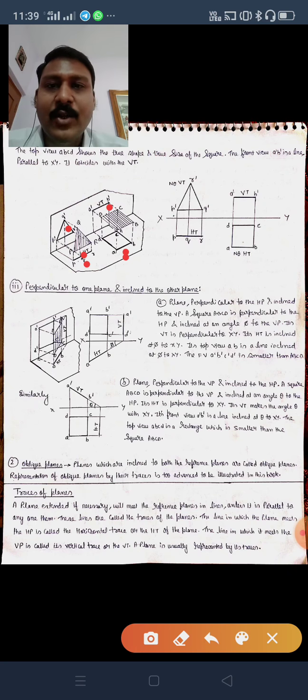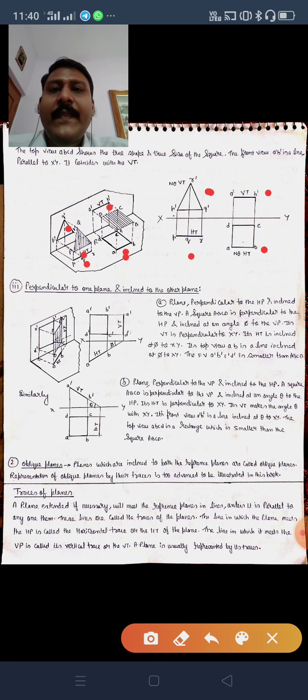That's why I said in the front view you will name like A dash, B dash. So it is written over there, see, in the front view the dash is given, and in the top view no dash is given. In the front view dash is given, in the top view no dash is given. So keep it in mind. This is the main concept of projection of planes.